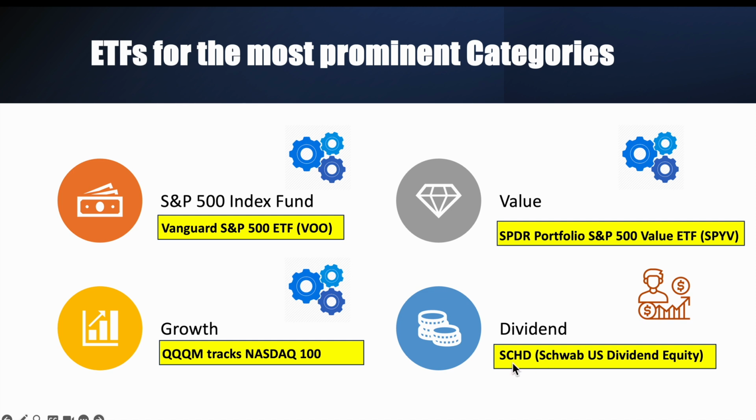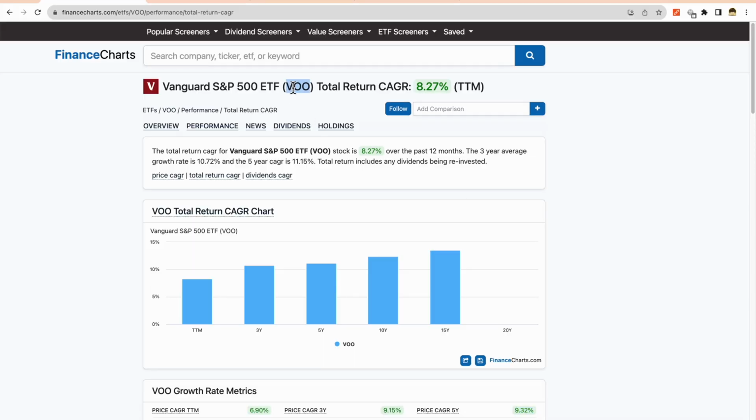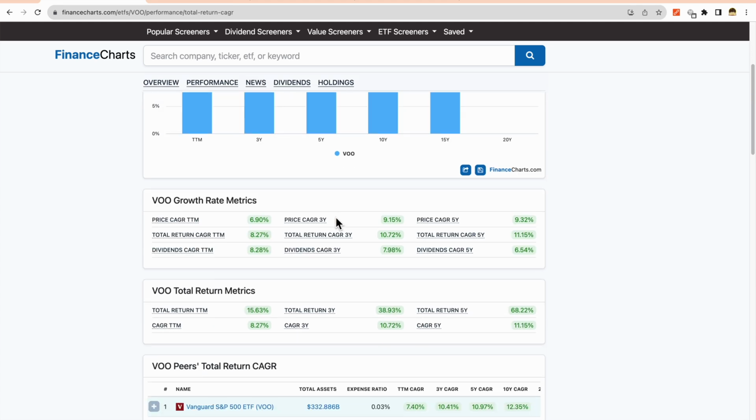Now let's see these funds. Let's see the first fund which we discussed, that is VOO. If we see here, it is giving you a total CAGR of 8.27%. For the trailing 12 months, for 3 years it is 10.72, and for 5 years it is 11.15%. This is also categorized with respect to dividends and with respect to the CAGR in terms of price change, but we can just consider this metric, which is the middle one out of these three.